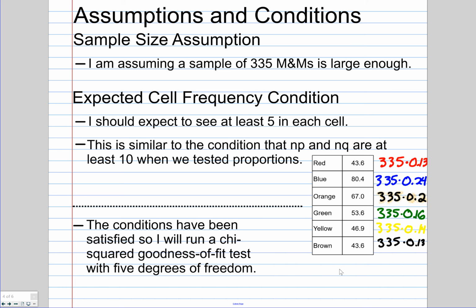I expect when I open my bag of M&Ms to get this many of each color. Obviously, I can't have decimals, but basically that. I need these cells for the expected values to be 5 or more. Otherwise, my sample size is not large enough. It's the same idea as when we did n times p and n times q. We're looking for them to be 10 or more, so it makes us feel good about our sample size being large enough.